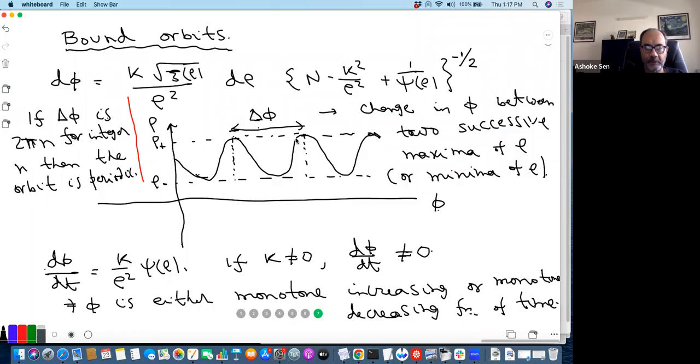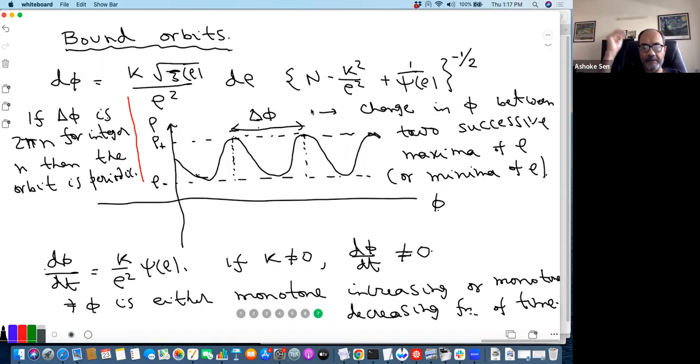Otherwise, it is not, because when rho comes back to its original value, the phi, the angular position, gets shifted. Phi and phi plus 2 pi are the same points, but phi and phi plus something else, which is not a multiple of 2 pi, doesn't represent the same point in space. So a periodic orbit requires that delta phi should be a multiple of 2 pi.